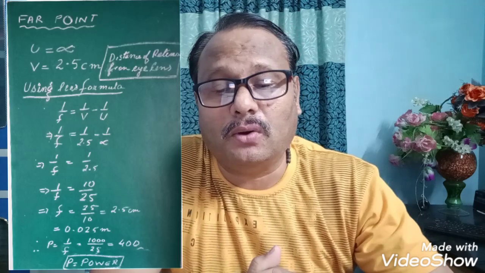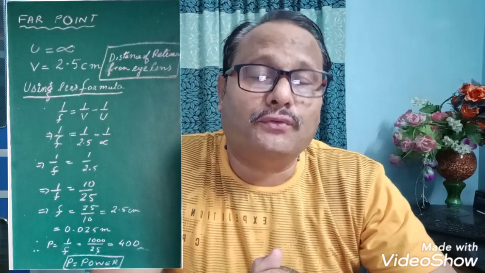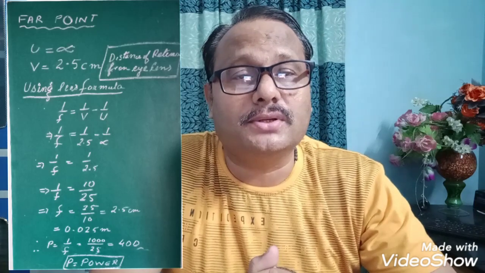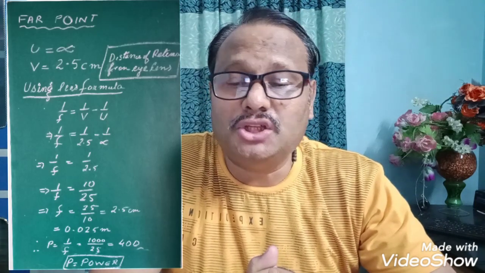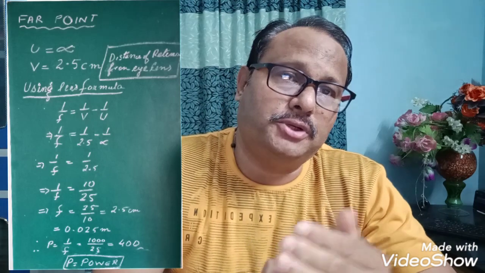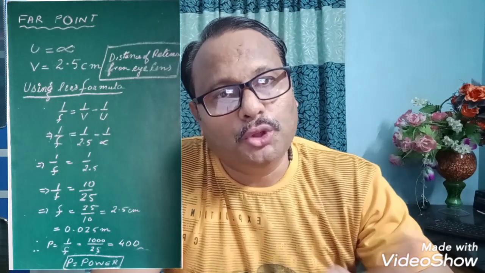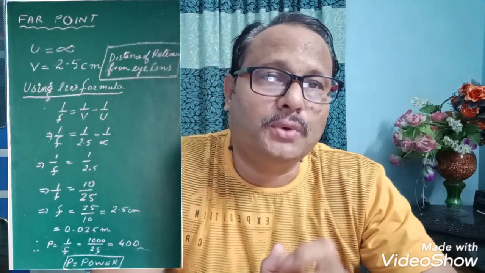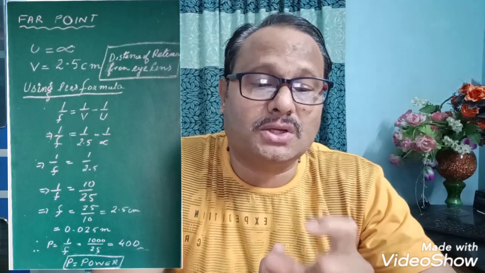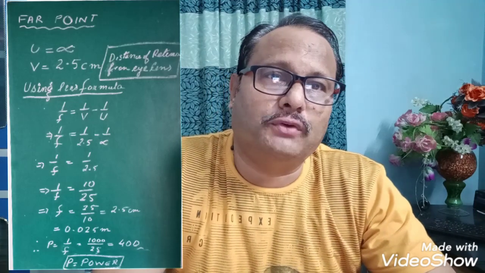Thus we see the power of the eye lens varies from 40D to 44D. The difference in the power of the lens between the nearer point and the far point, 44D minus 40D, is equal to 4D. This variation in power of the lens is called the power of accommodation. If we subtract the power at the far point from the power at the near point, we get 4D as the difference, and this variation is called the power of accommodation of the human eye.